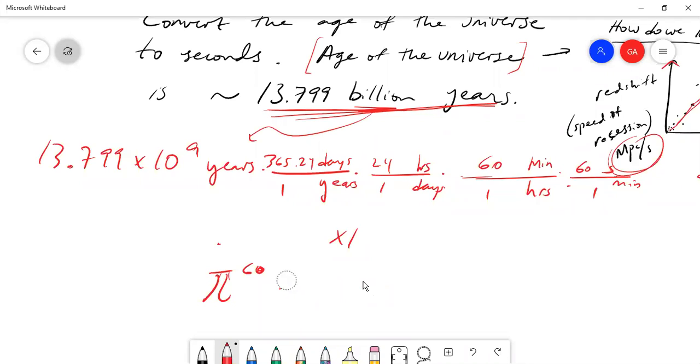Someone once told me that the age of the universe in seconds is roughly pi to the 60th. That's not even close. It's not even close. So I could be confusing things. But anyway, forget this then.